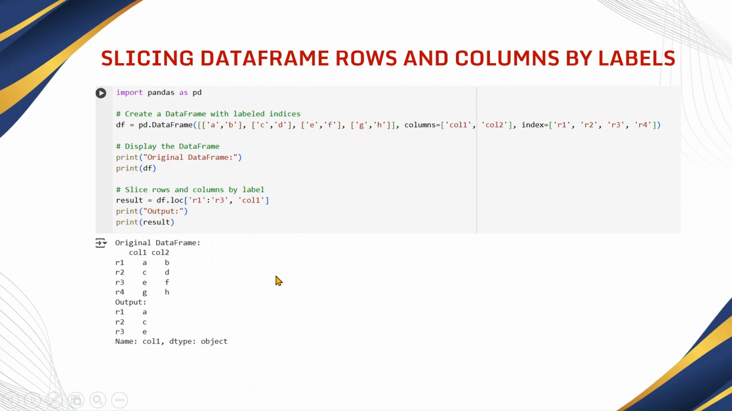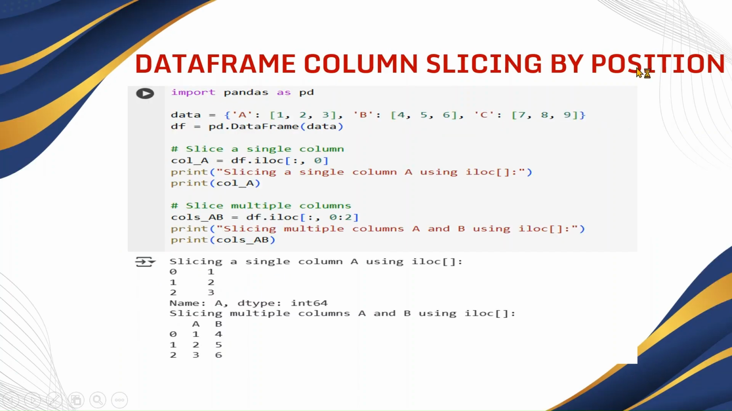Okay. Now, data frame column slicing by position. Here I'm going for the column based on the index number. So import pandas as pd, and data equals, I'm creating one dictionary. This is a key and this is the value, B is a key and value, C is a key and value. So this A, B and C become the column names.